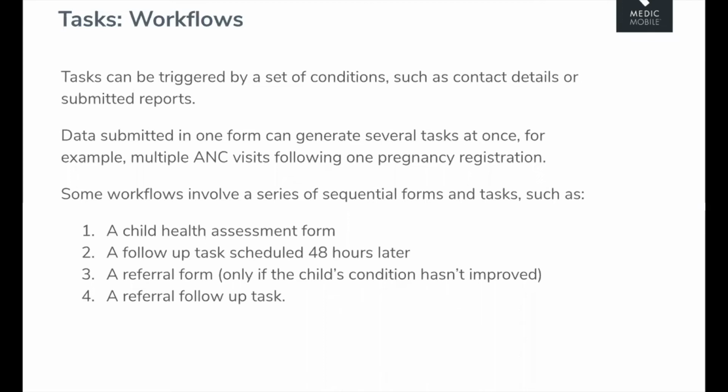So the data or the form could generate several tasks at once, where, for example, with the pregnancy registration we've just talked about, there could be multiple ANC visits. There could be one ANC visit every month that is triggered by the one form. Or you could have the pregnancy registration trigger one ANC follow-up, antenatal care follow-up, and then that antenatal care follow-up could trigger the next one. So all this depends on what the designer sets as a specification of the behavior of the community health toolkit.